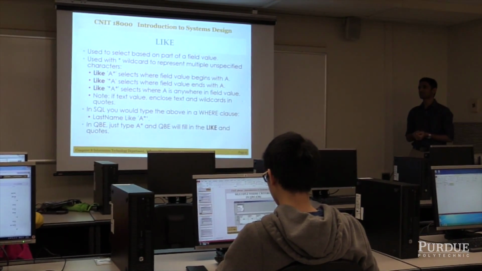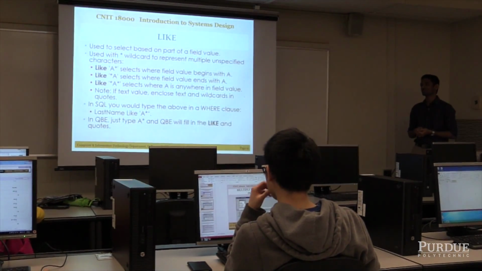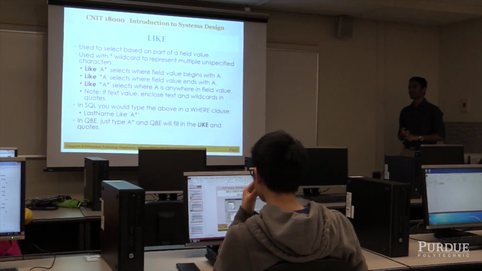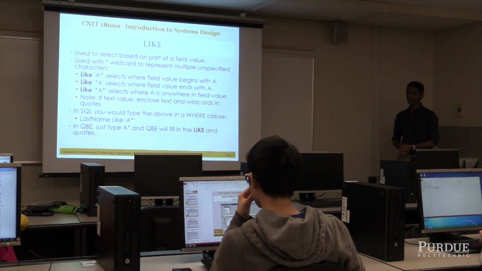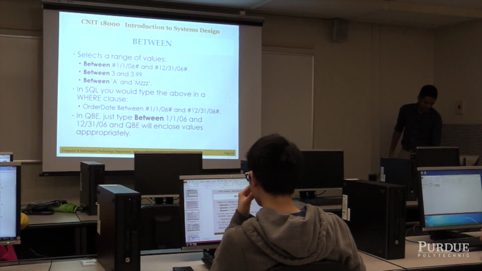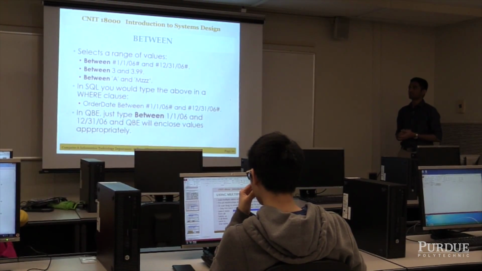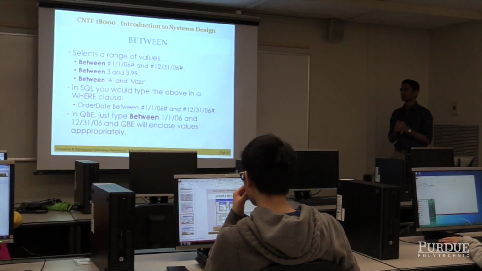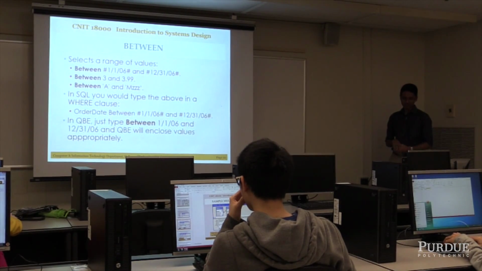So practical uses of this would be you're searching through a database for some sort of product ID, a person's name, a description of something. And you can also include between in your where clause or the criterion. And of course, if you're using dates, they have to be enclosed in hashtags.